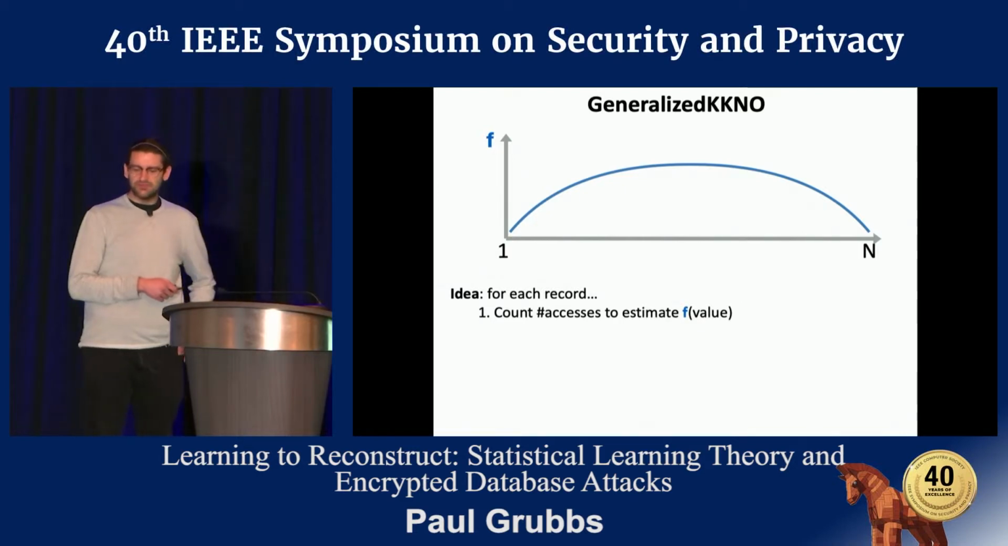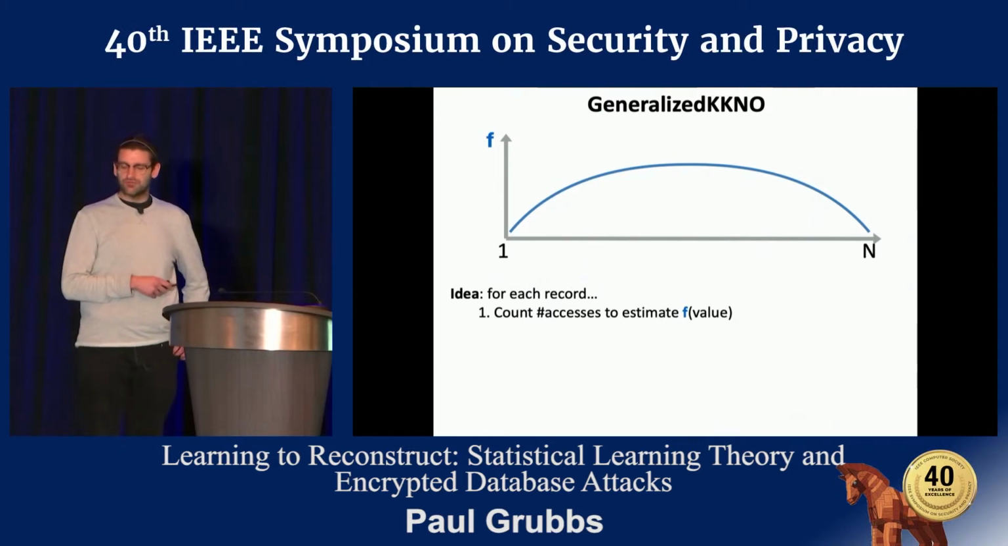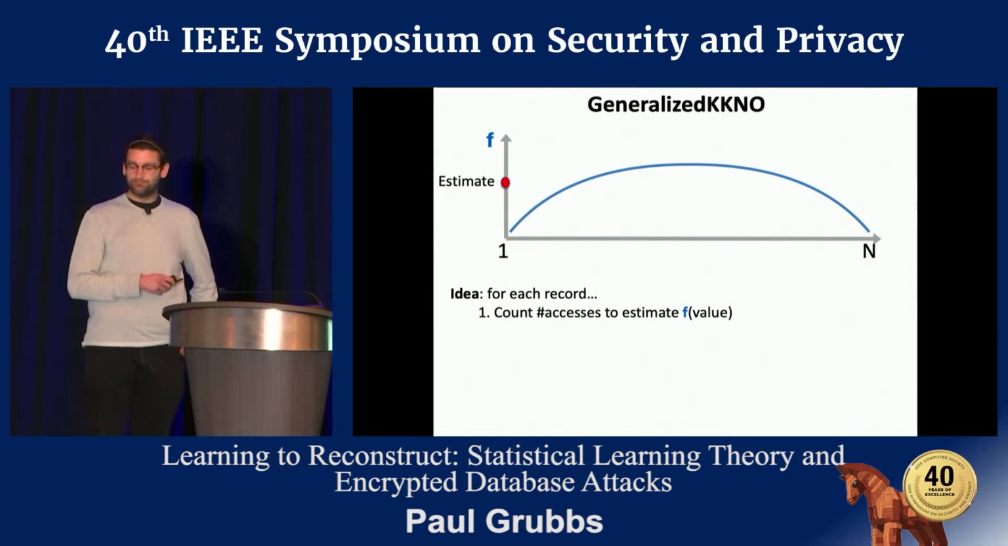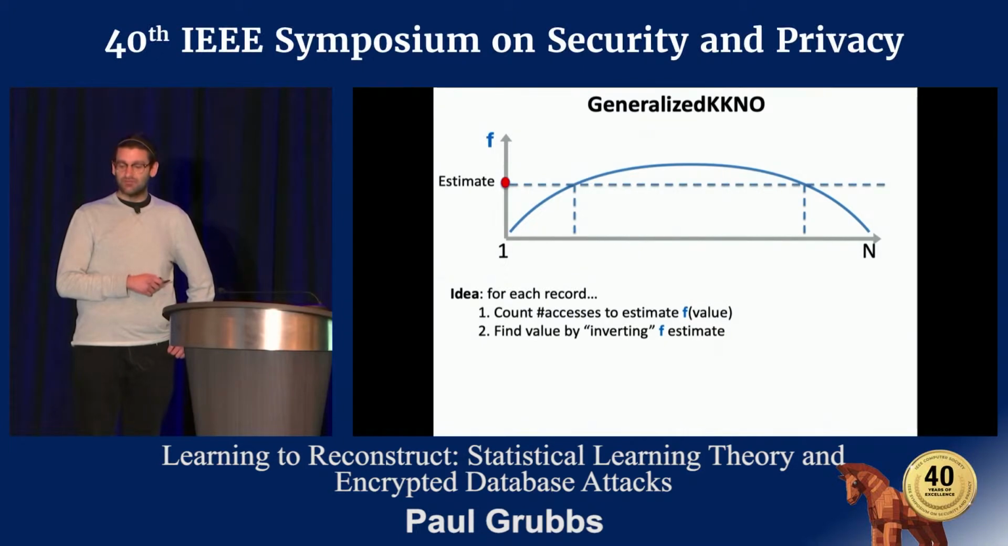The basic tool of this attack is what was used in Kellaris et al., which is to estimate each record's probability under this distribution f from the access pattern leakage. For each record, we're first going to count the number of times it's returned by a query and divide by the total number of queries. This gives an estimate of f of value for each record, so a point on the y-axis. Then the second step of the attack uncovers the value by inverting the function and finding the value on the x-axis with that y-axis value.